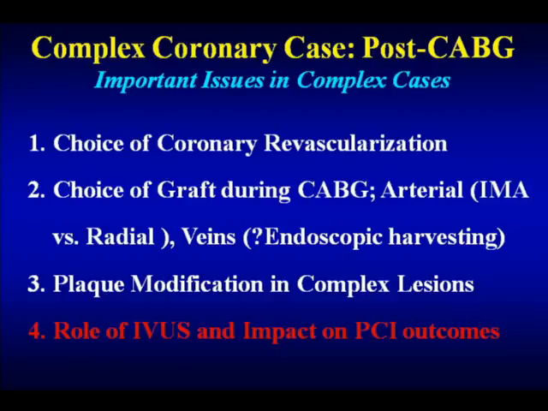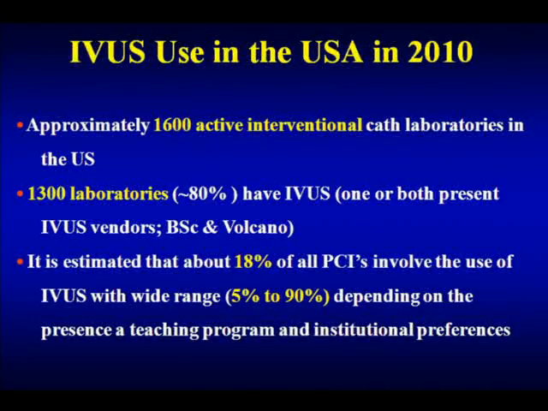There are about 1,600 active interventional cath labs in the country, and IVUS is present in 80% of these labs, from both vendors, Boston Scientific and Volcano. I can tell you here at Sinai, we have five labs, plus a sixth room we share with pediatrics, and all our labs are equipped with IVUS. Three are Boston Scientific iLab, two are Volcano, and we use the pediatric room for intervention. We also have one mobile Galaxy system, so all rooms have IVUS facilities at Mount Sinai.